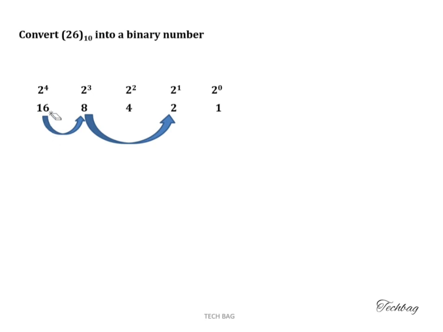Now put 1 on those places and 0 in all other places. So this is the binary equivalent of your decimal number 26. So this is a simple method to find the binary value from the decimal integer.